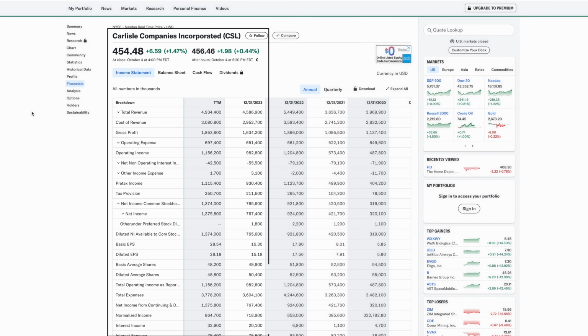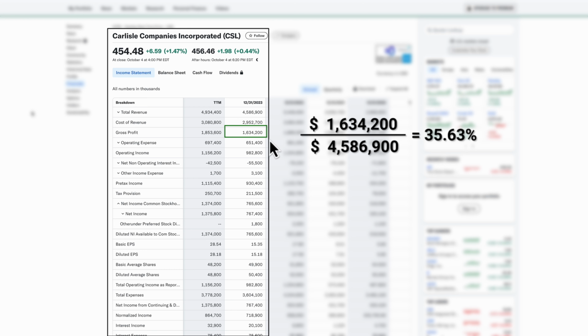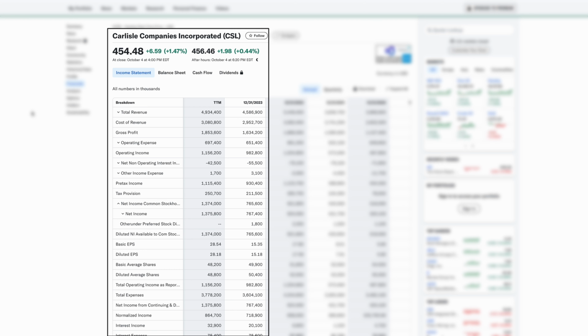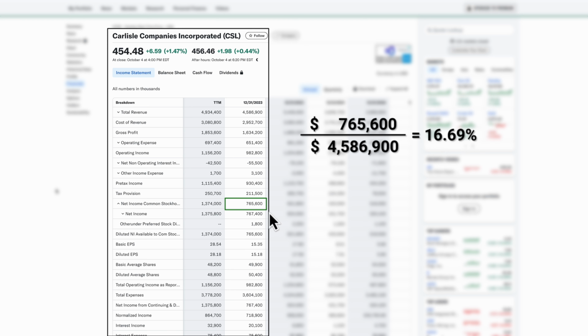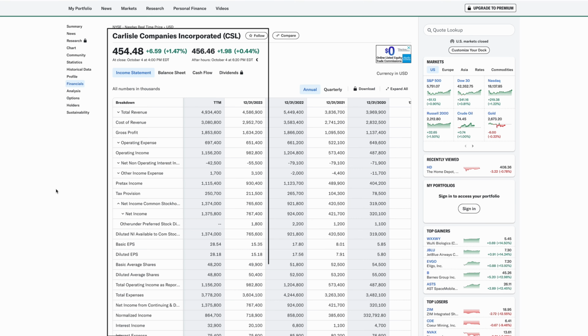Now let's look at Carlisle Companies. If we look at their gross profit is $1.6 billion, so it's about a third, very similar to the Home Depot situation. And then if you look at their operating expenses, $651 million. And then if we go down to their net income for common stockholders, net income is $765 million. That gives us about a 17% net income. So I'd say as a smaller company, very easily you can shoot for 15 to 30% net profit, depending on how efficient you are with how much money that you're spending.